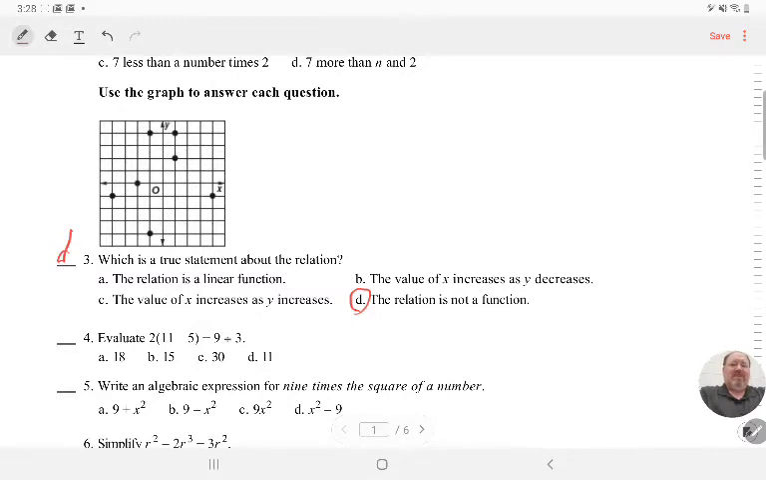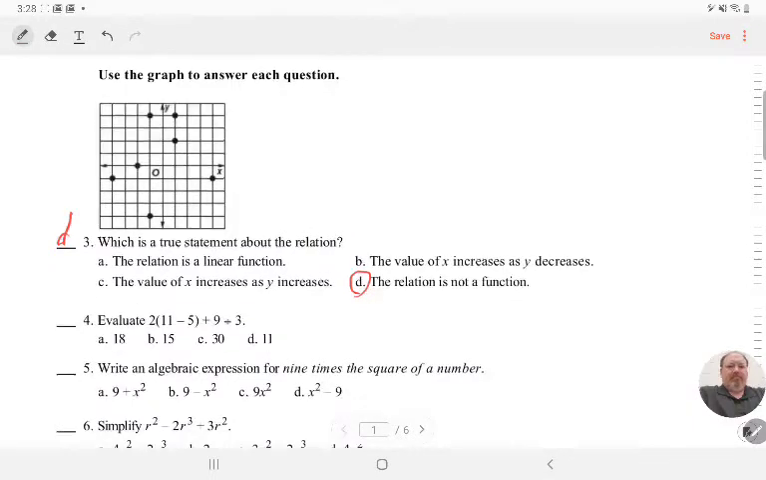The relation is linear function. That would be a straight line. That's not true. B is the value of x increases as y decreases. That's not true because they're all over the place. And the value of x increases as y increases. Again, that's not true because, again, they're all over. That would be more of a straight line. All right.